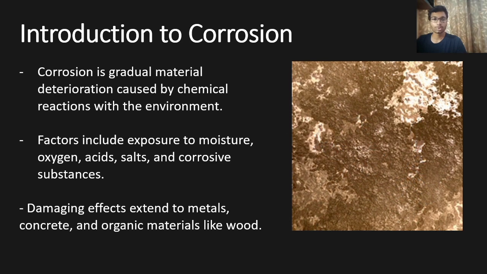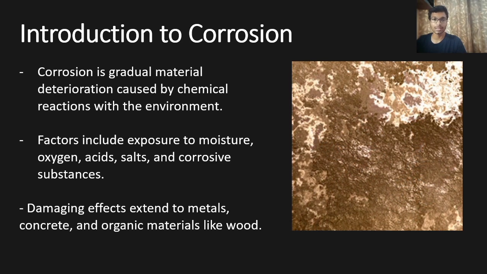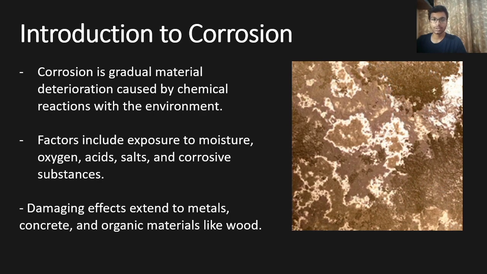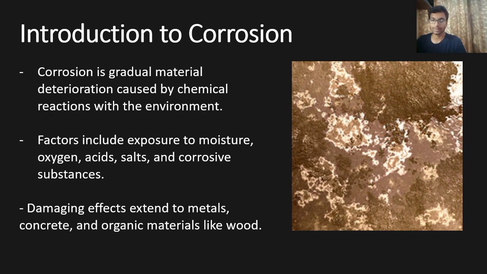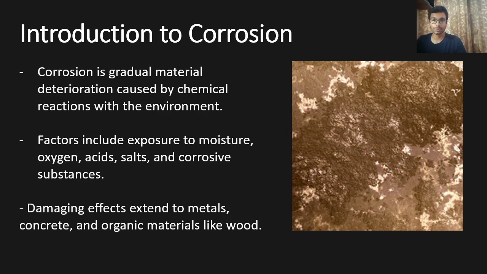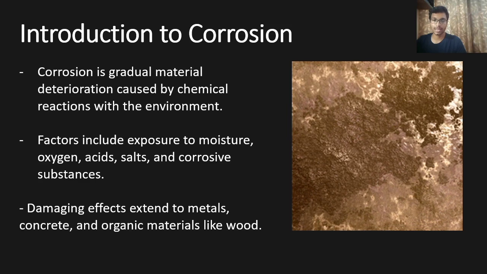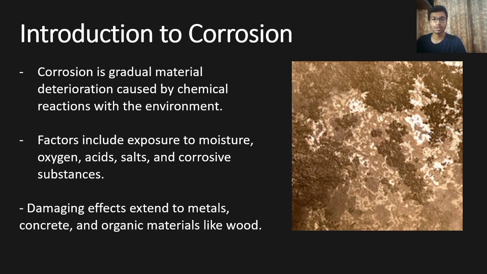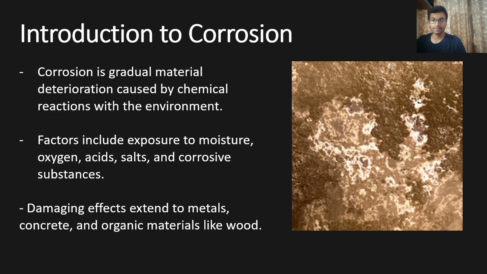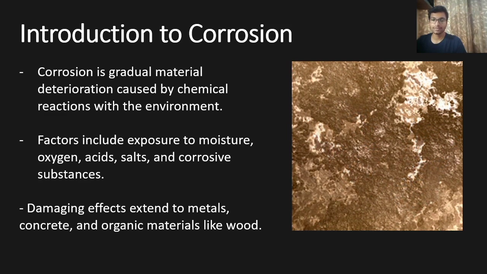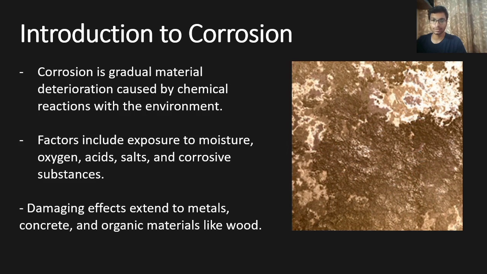So what is corrosion? Corrosion is the gradual deterioration of a material, usually a metal, due to chemical reactions with its environment. Corrosion can be caused by factors such as exposure to moisture, oxygen, acids, salts, and other corrosive substances. Corrosion can have damaging effects on various materials, including metals, concrete, and even organic materials like wood.